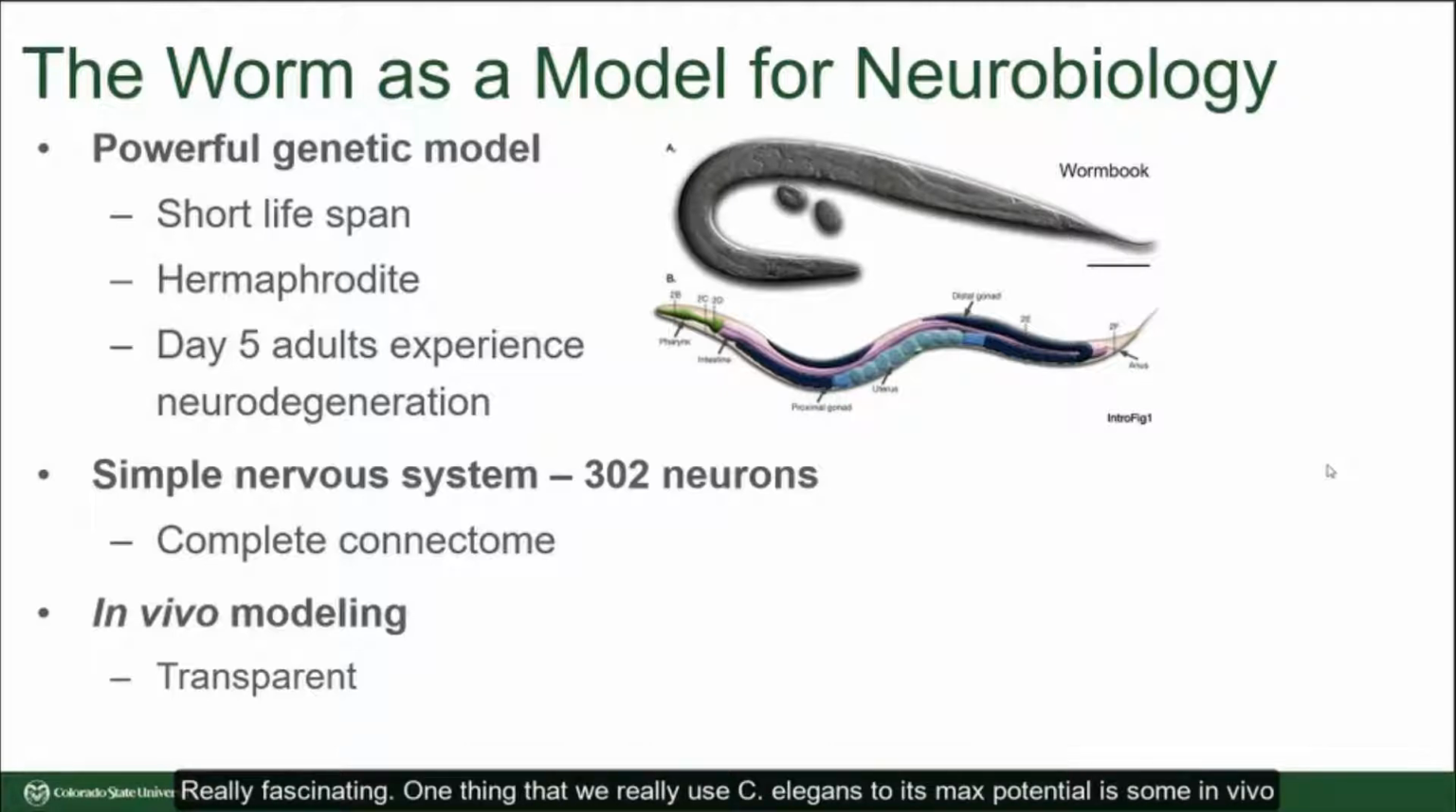And one thing where we really use C. elegans to its max potential is with some in vivo modeling techniques that I'll show. Hopefully, my movies work with this. We take advantage of the fact that the cuticle of the worm is transparent. So you can tag any type of protein, put it under confocal microscopy, and look at it in real time. And again, we're doing all of this while the worm is in vivo, which is another advantage.